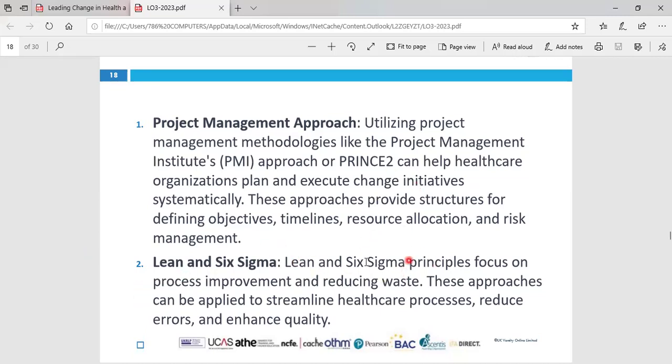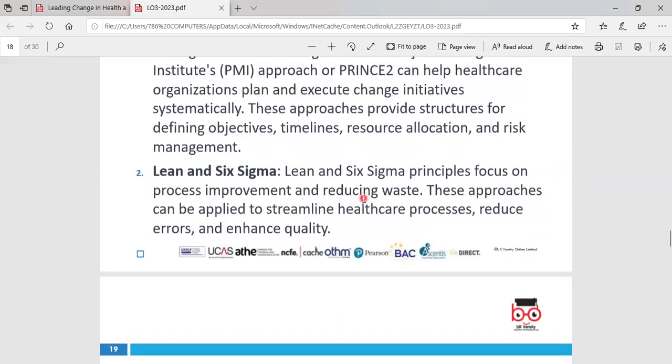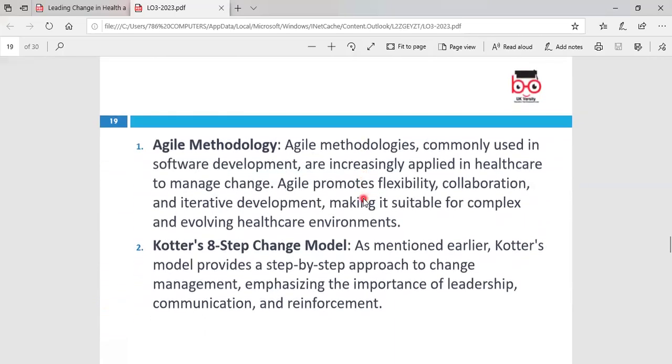Lean and Six Sigma, we talked about this earlier. These focus on process improvement and reducing waste for lean management. These approaches can be applied to streamline healthcare processes, reduce errors, and enhance quality. Agile methodology is used in software development and increasingly applied in healthcare to manage change. It's flexible, as the name suggests. It's collaborative and iterative, and it's more suitable for complex and evolving healthcare environments. So that is why it is more agile.